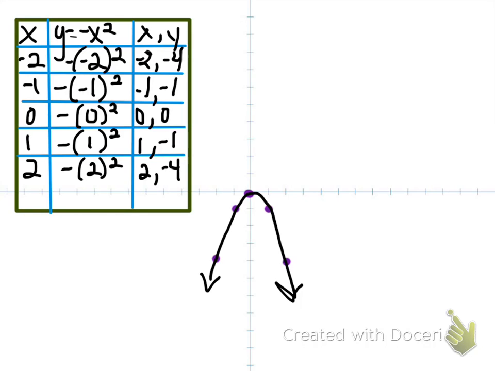Now we go plot those points just as we did on the last example, and I failed to mention on the last example that we need to go ahead and draw our U shape through those points that we just plotted, and we will create our own parabola. In this case, you'll see that it is an upside down parabola, and the reason why is because of that negative that happens to be in front of that x squared.